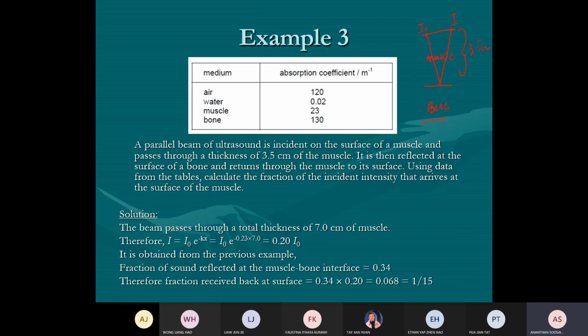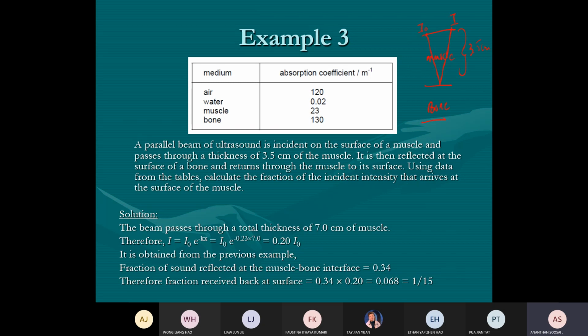So that's the diagram, right? 3.5 centimeter thickness of muscle. The original intensity gets into the muscle, and after traveling 3.5 centimeter to the bone layer, it was reflected and reached the muscle surface again. Using the data from the table above, and the earlier tables too, calculate the fraction of incident intensity that arrives at the surface of the muscle.